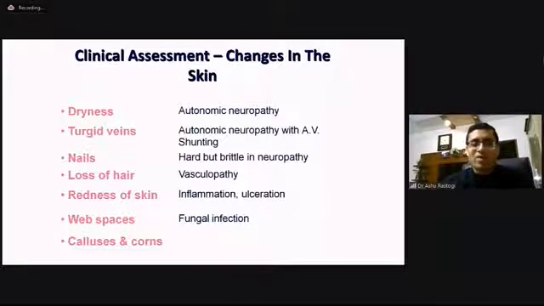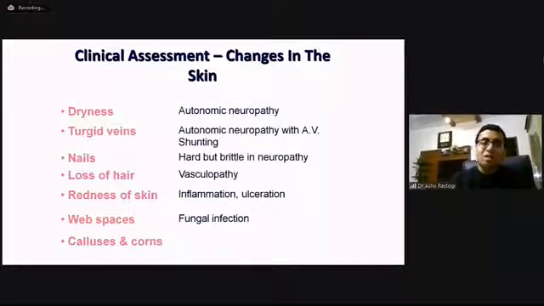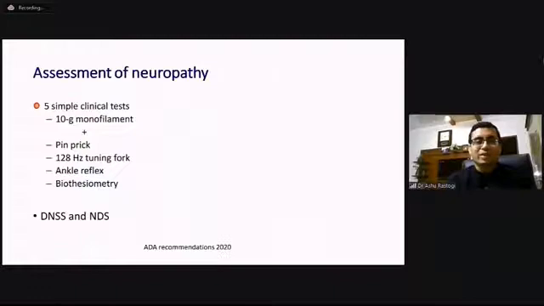Also, even before using any kind of tools, just look at the skin. If it is dry, it is suggestive of autonomic neuropathy. If the patient is having turgid veins, it is autonomic neuropathy with AV shunting. Look at the nails. If they are hard but brittle, it is seen in neuropathy. Loss of hair is a sign of vasculopathy. If the skin is red, it is a sign of inflammation. Always look at the web space, and callus and corns are again signs of neuropathy.